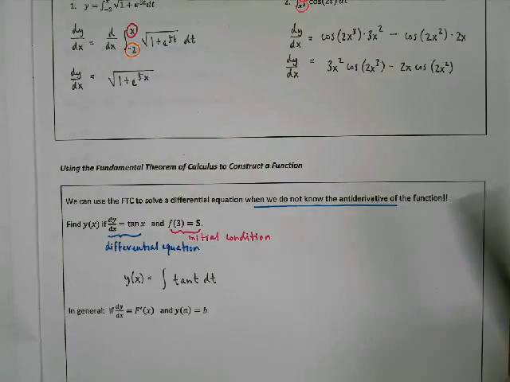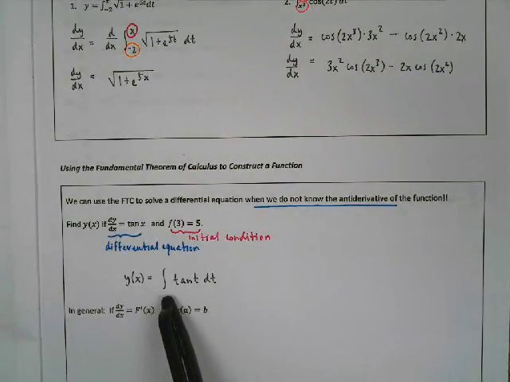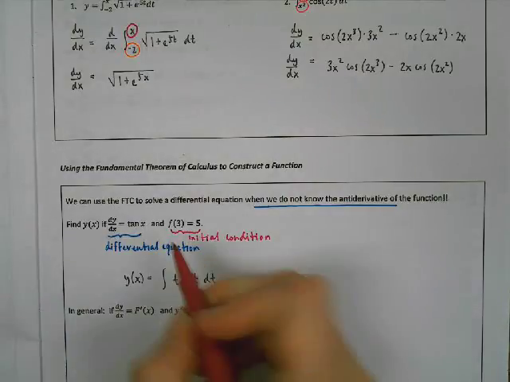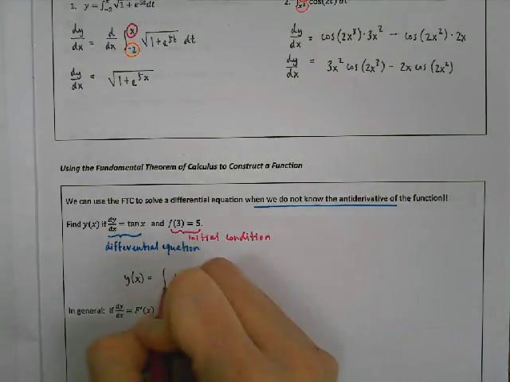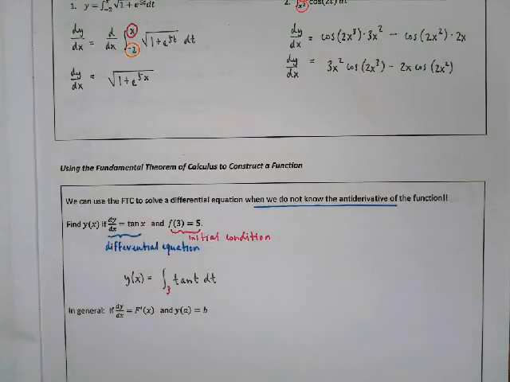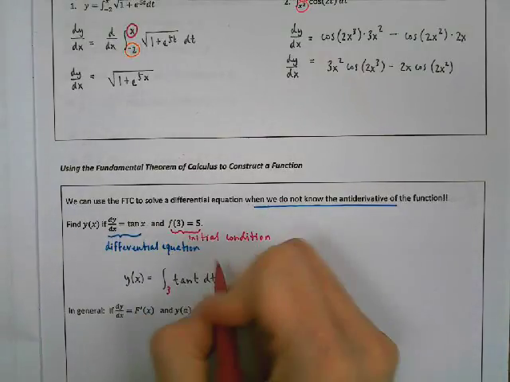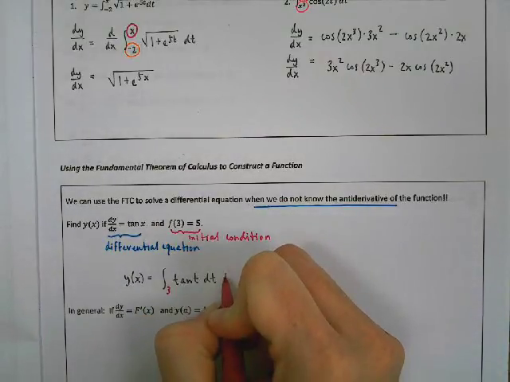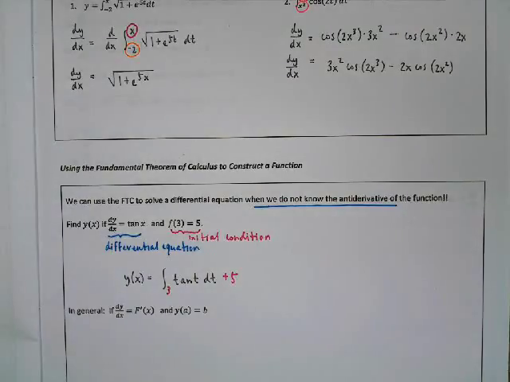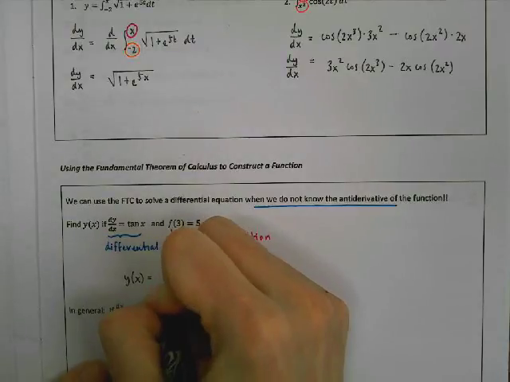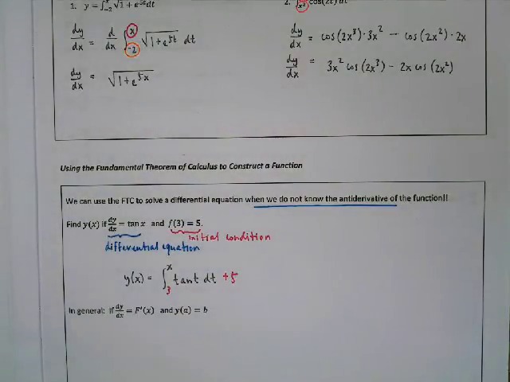Okay, so the interesting thing now, the thing that's going to be different, is our function is actually still going to have an integral in it. Now, here's what happens. Our x from our initial condition becomes our lower limit of integration, and the y value is a constant that we add on to the end. And our upper limit is just going to be x.